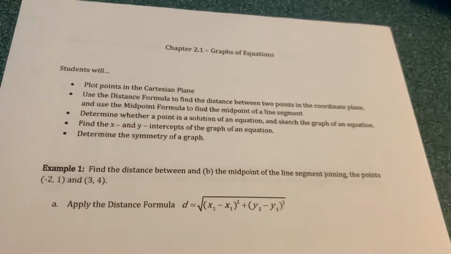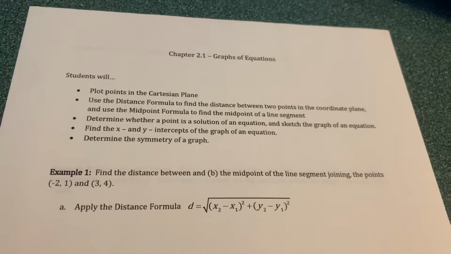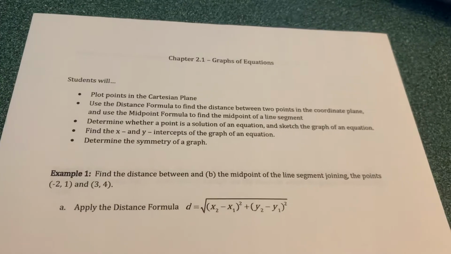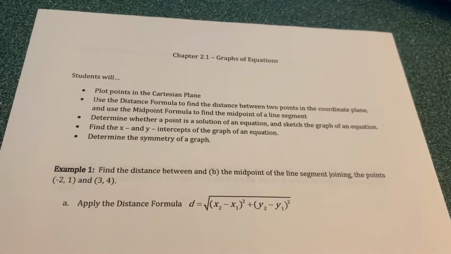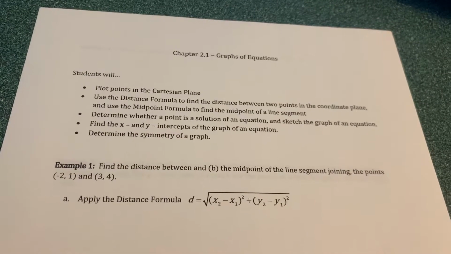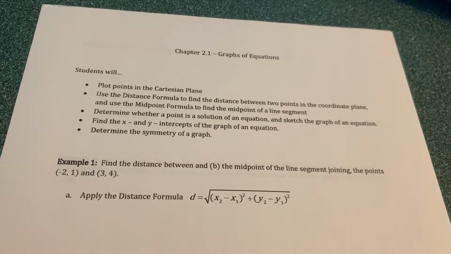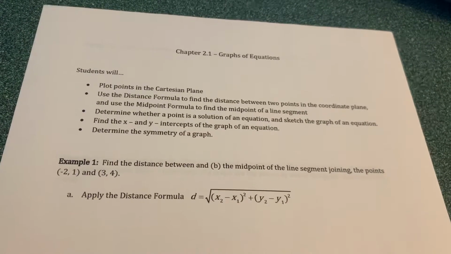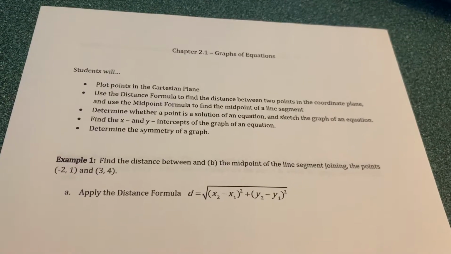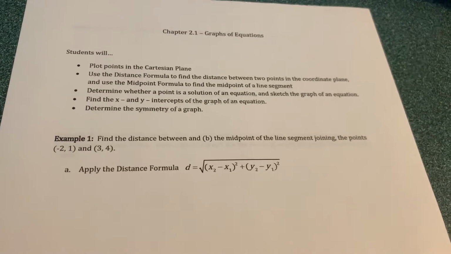Okay, we're in your third lesson. In this lesson, you are going to plot points in the Cartesian coordinate plane. You're going to use the distance formula to find the distance between 2 points in a coordinate plane, and we're going to use the midpoint formula to find the midpoint of a line segment. We're going to determine whether a point is a solution of an equation. We're going to sketch the graph of an equation and find the x and y intercepts of a graph of an equation. We're going to determine the symmetry of a graph as well.